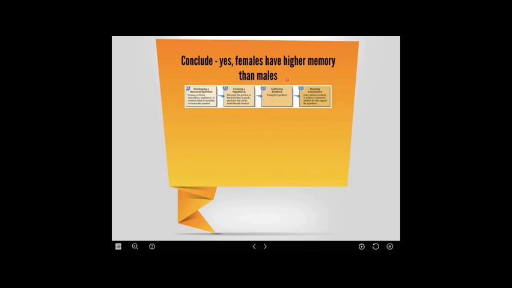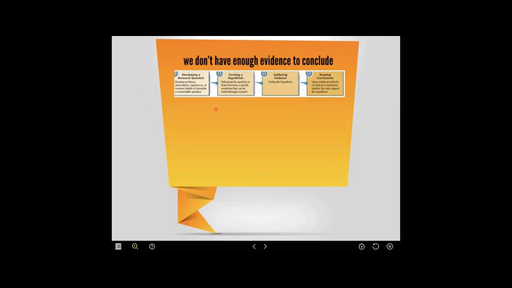In that case, you could say, no, females don't have higher memory than males, but that's not the right thing to say. You only test your hypothesis, which is that there is a difference between the two. If you don't find a difference, it does not mean that there is no difference. It's just that the sample and data you've collected are not sufficient to either support or reject the hypothesis that these two are related. So rather you say, no, we don't have enough evidence to conclude that females have higher memory than males, or that gender and memory are related.